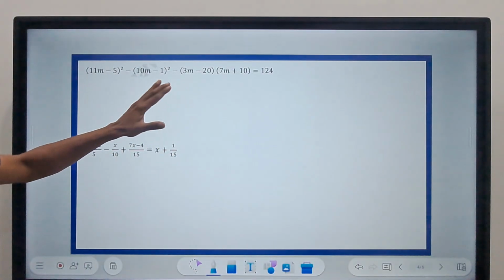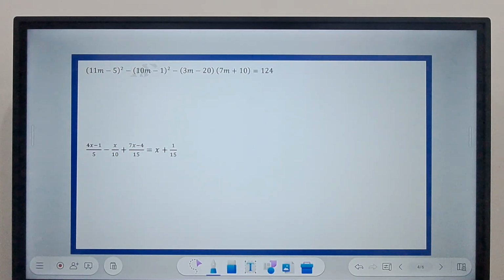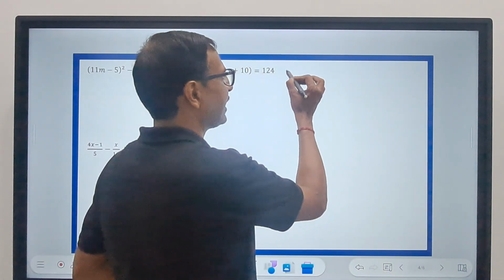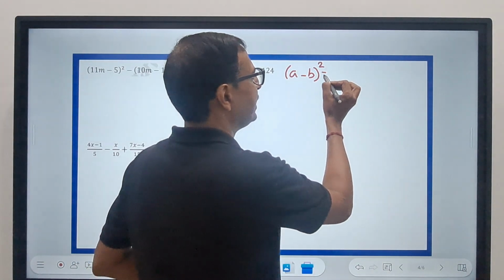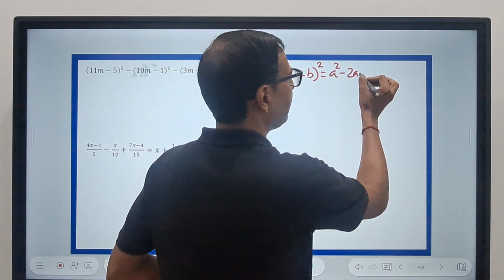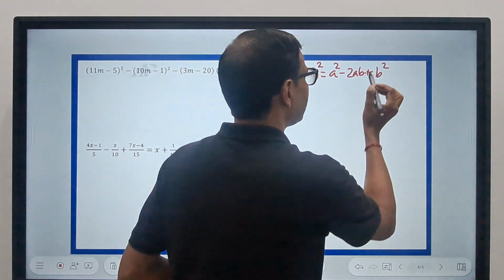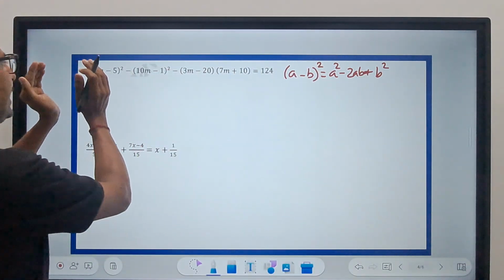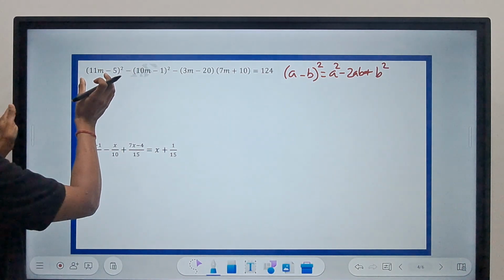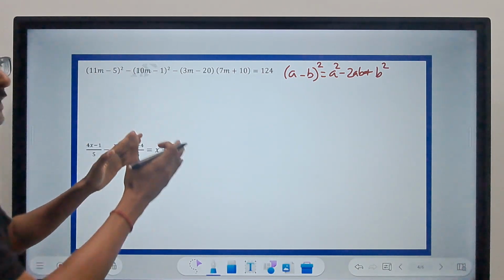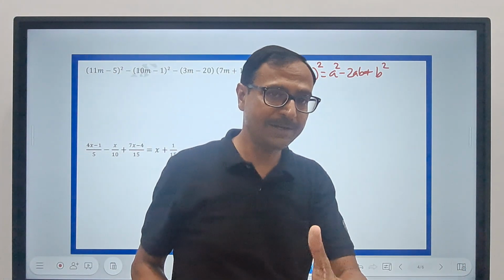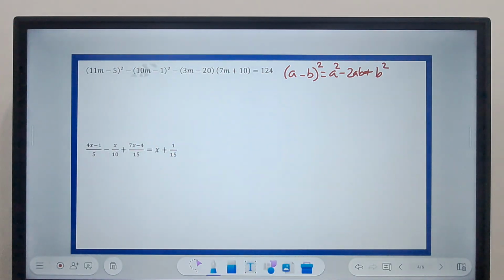Here we have a question where there is a square. So what happens when there is a square? You've got to know the identities now. If you know that a minus b whole square, which I will write here, is a square minus 2ab plus b square, then this question works. Otherwise, even if you don't know this identity, you can multiply a minus b and a minus b, like 11m minus 5 times 11m minus 5, and then you can multiply the two brackets even if you don't know the identities. But I will use the identity here, right?